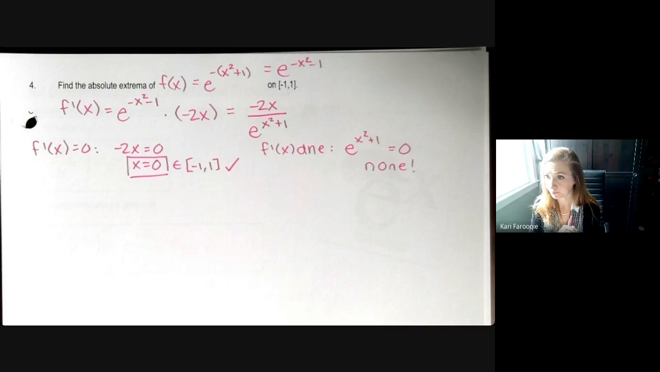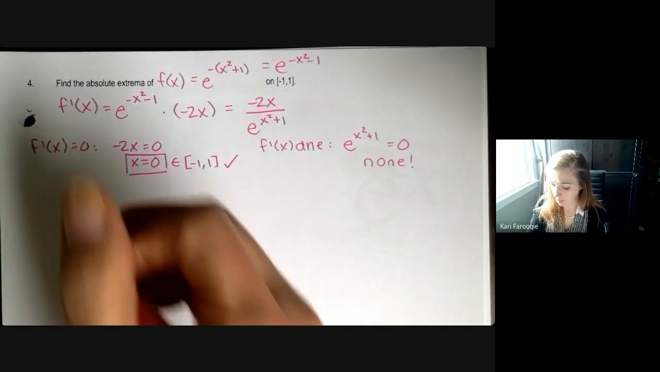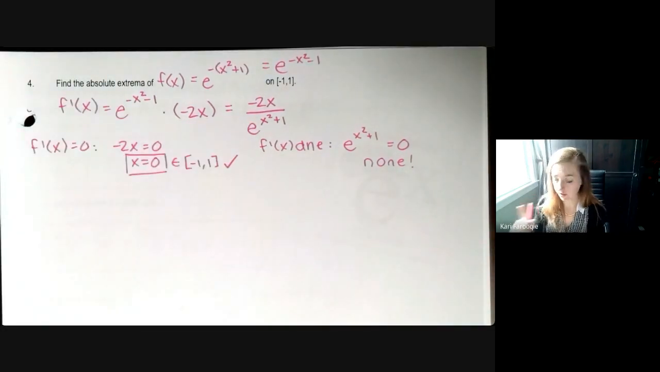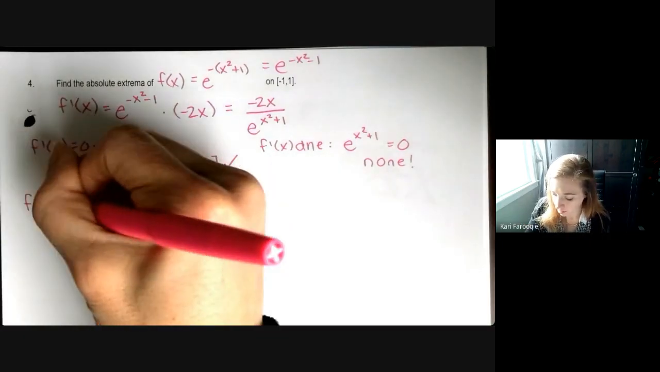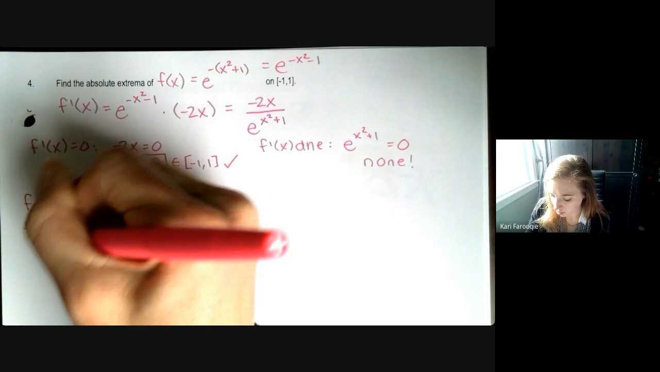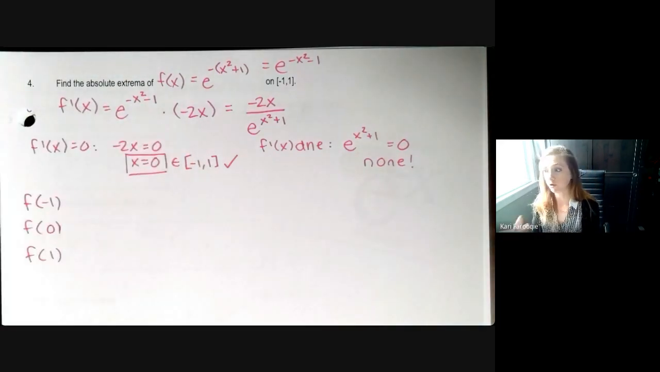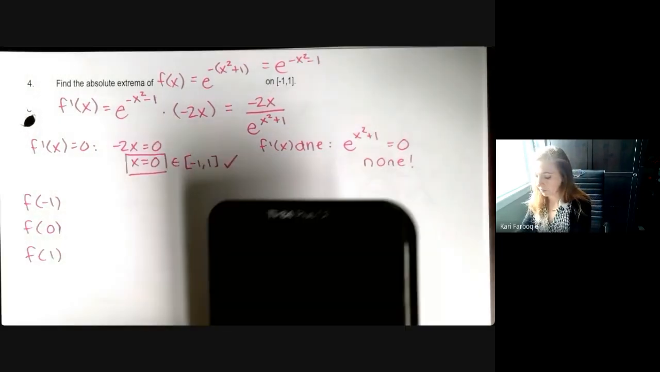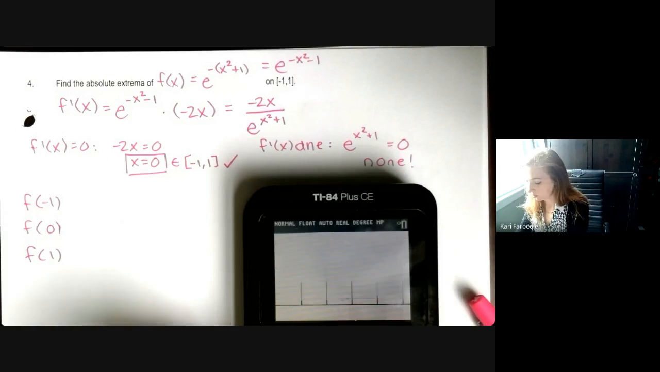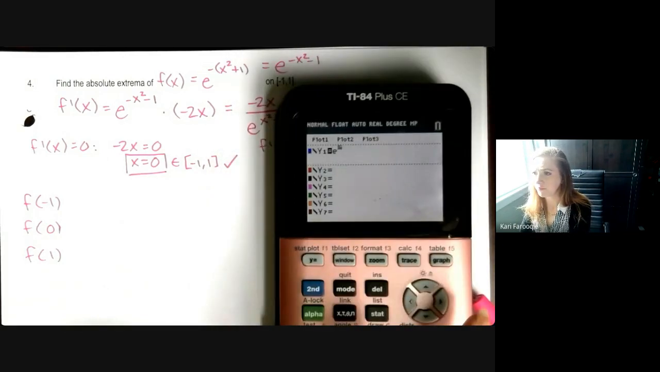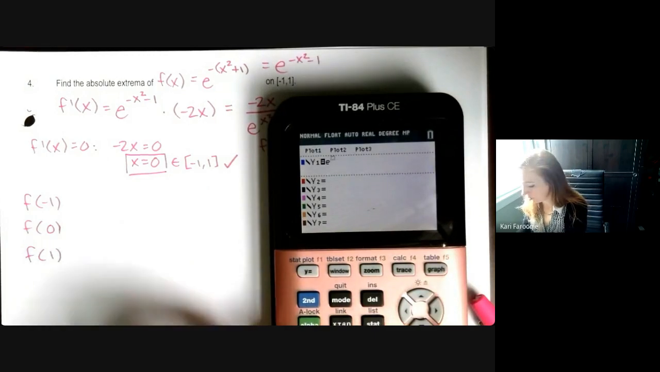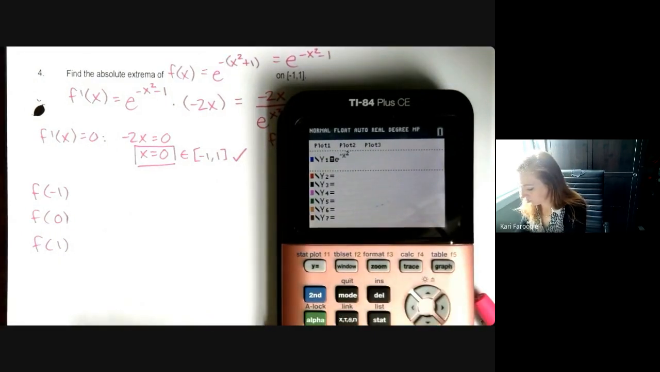That's good. So to find the absolute extrema, you're not doing a sign analysis. You're going to be looking at the function values at the endpoints and the critical number, and then figuring out which one's largest and which one's smallest. So let's go ahead and do that. In my calculator, I'm going to enter my function e to the, and for simplicity, I'm going to write negative x squared minus 1.